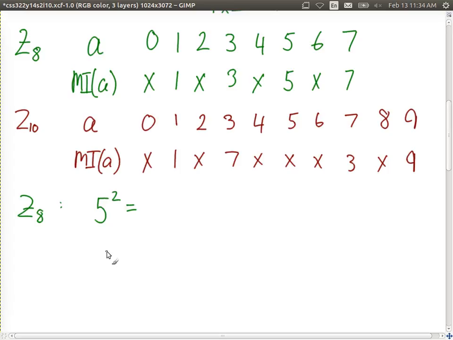Five to the power of 2. Just use normal arithmetic. 5 to the power of 2 is 25, mod by 8, and you get 1.